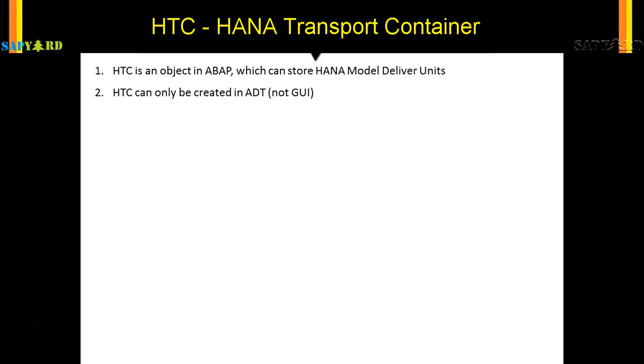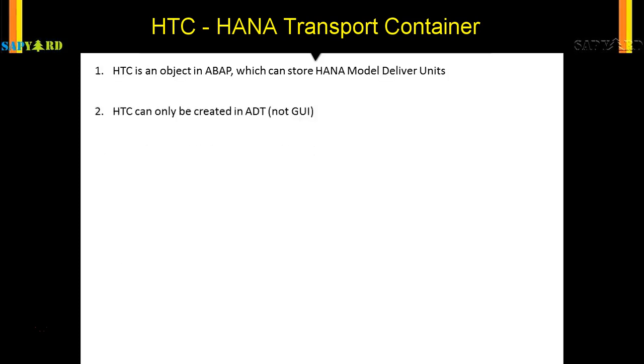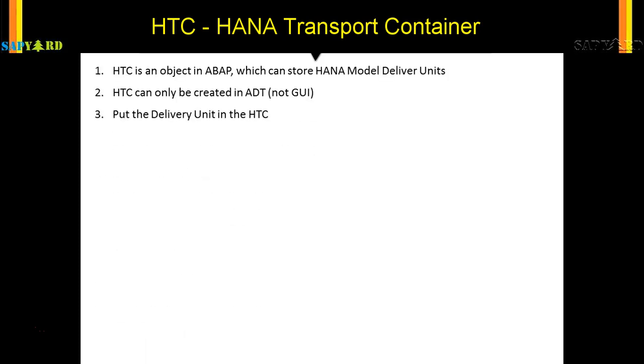And you need to put the delivery unit in the HTC. That is the third point. And you can save the HTC in an ABAP package and then save it in a transport. So that's how it is better than the export we did earlier. We save the model in an HTC, which is in an ABAP package, and then it can be saved in a transport.